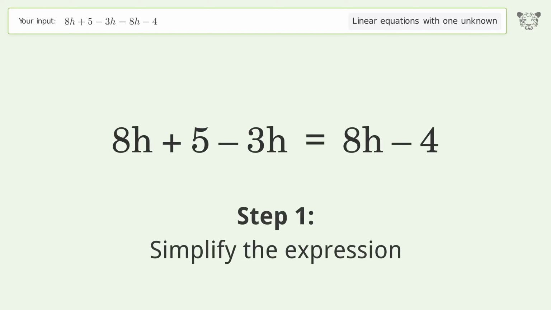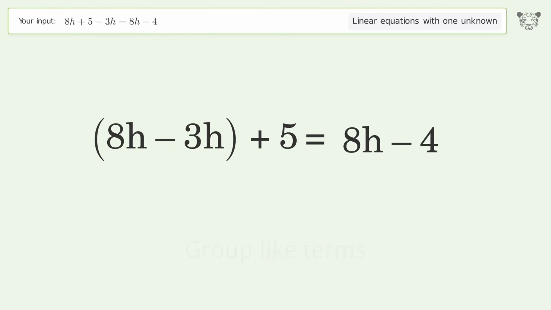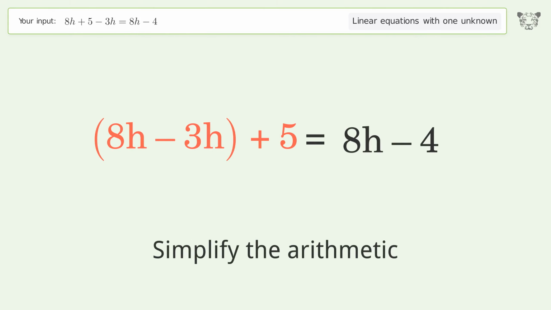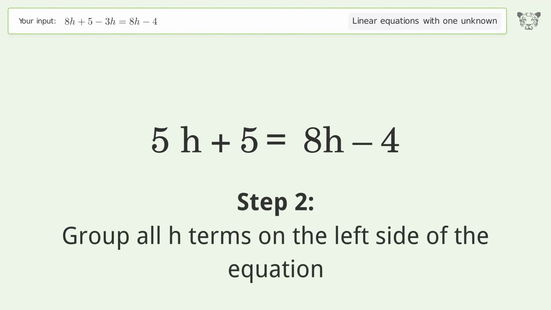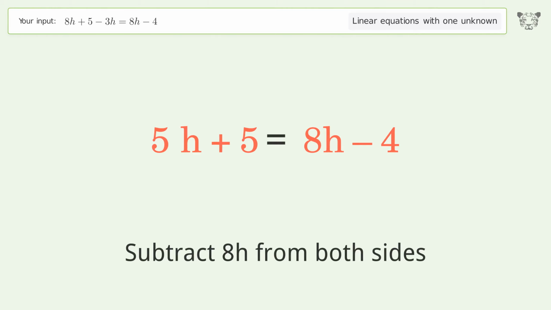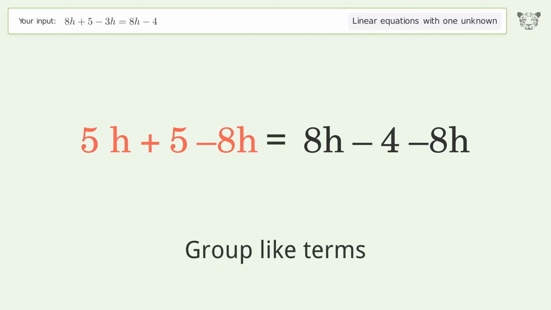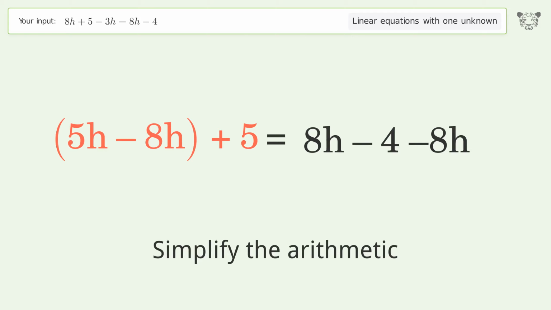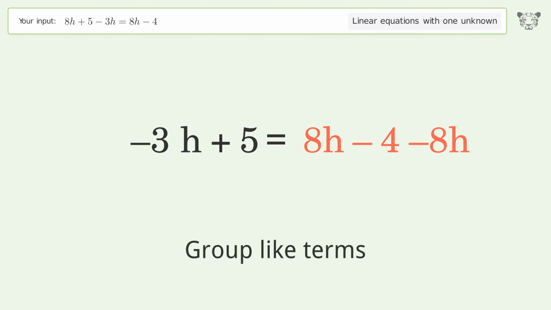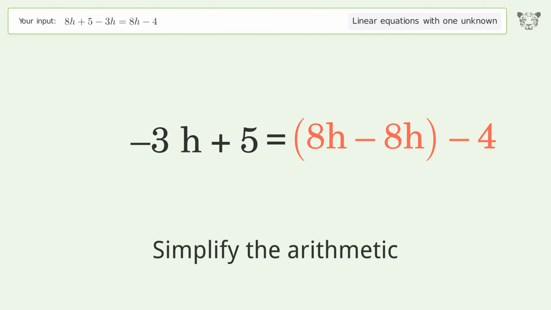Simplify the expression. Group like terms. Simplify the arithmetic. Group all h terms on the left side of the equation. Subtract 8h from both sides. Group like terms. Simplify the arithmetic. Group like terms. Simplify the arithmetic.